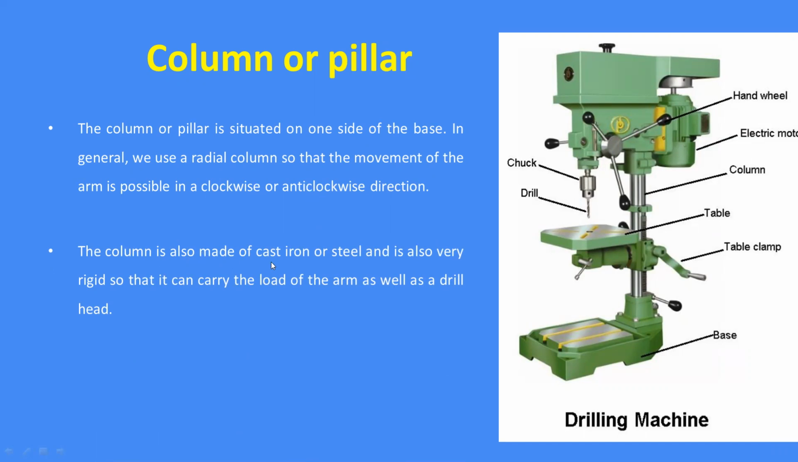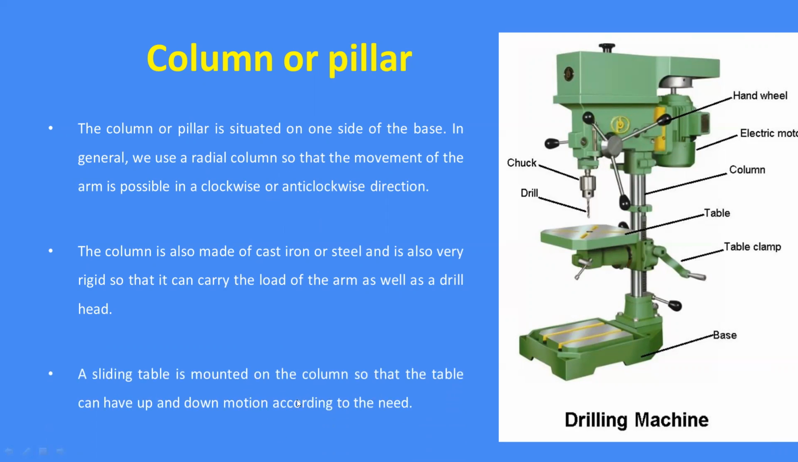The column is also made up of cast iron and steel, and it is very rigid so that it can carry the load on the arm as well as the drill head. Okay, this column is carrying this arm. So in order to carry this arm and the drill, this column also should be very rigid in structure. A sliding table is, see, this is the sliding table.